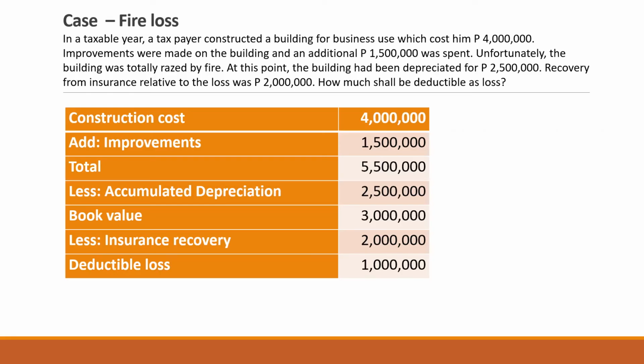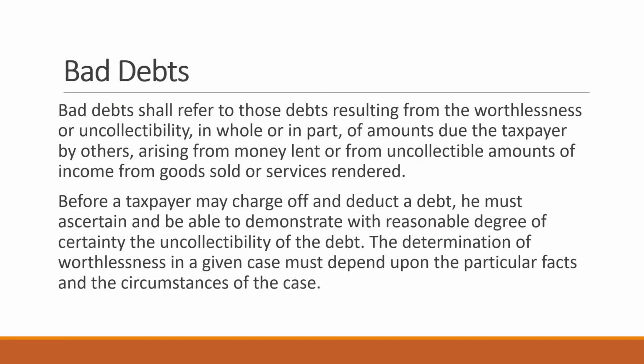The answer is the construction cost of 4 million, add improvements of 1,500,000, the total amount is 5,500,000. Less the accumulated depreciation of 2,500,000, we have a book value of 3,000,000. So if there were no insurance, the whole 3 million would be the fire loss. But since there is an insurance recovery of 2 million, that is paid by the insurance, you only have a deductible loss of 1 million.